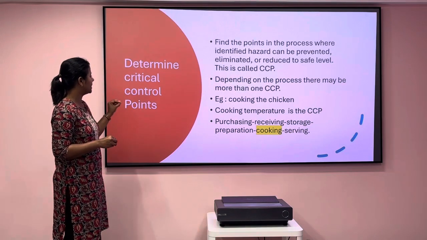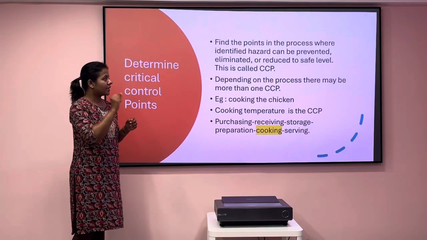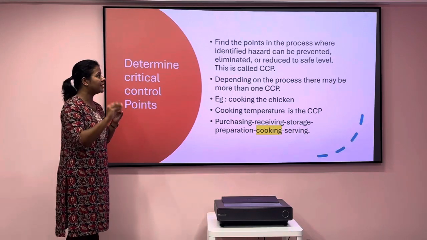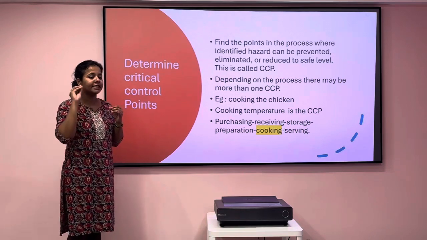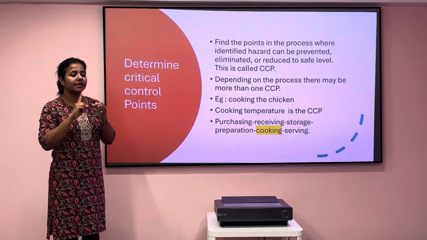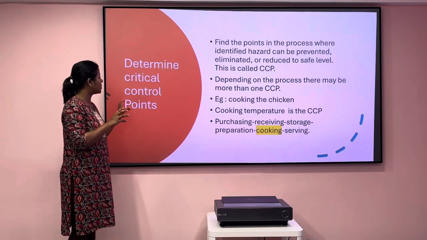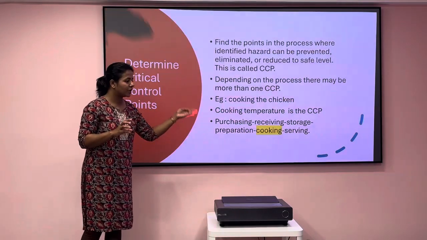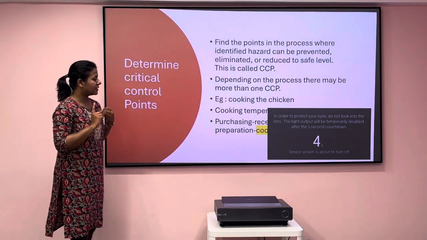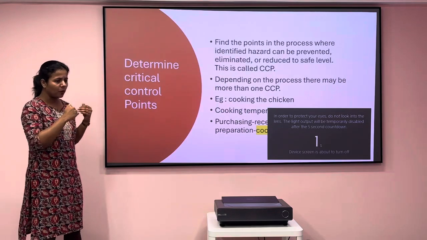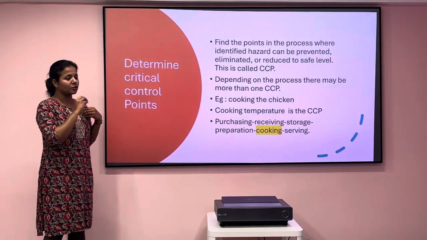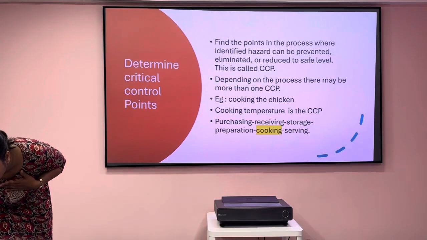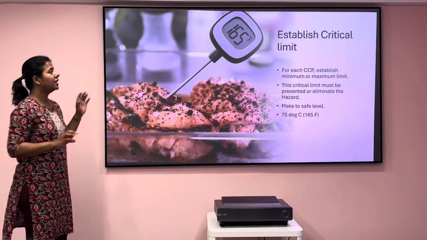Simply put, determining critical control points is the process where we identify hazards that can be prevented, eliminated, or reduced to a safe level. That is called the CCP. So I say cooking is the CCP here, because after purchasing, receiving, and preparation are all finished, cooking comes right before serving. And we need to check that the CCP is correct. How we check that, we cover in the third point.